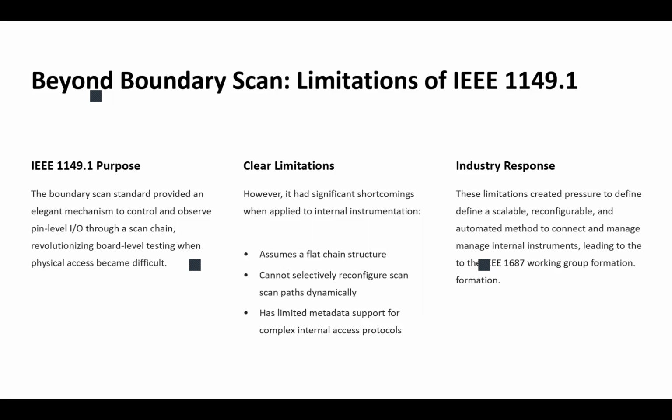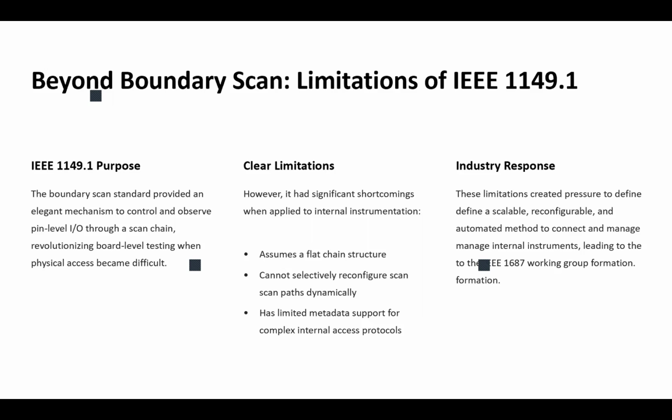If we assume a flat chain structure, IEEE 1149 Part 1 basically expects that all the test elements are connected in one long linear chain, and it cannot be changed during operation. So this flat chain means every instrument or register is linked in a single sequence, like bits on a string, so you cannot skip an element or reconfigure the path without physically redesigning the chip. That's one of the problems that creates this limitation.